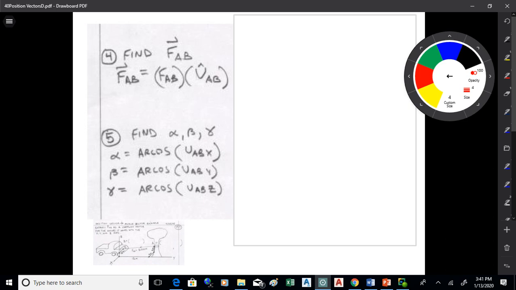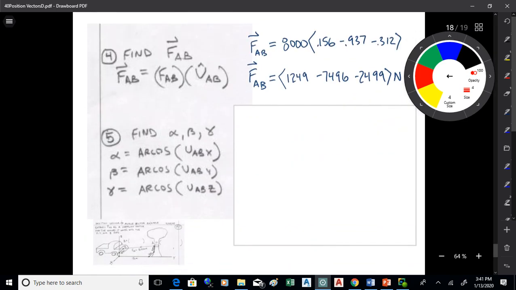I don't want the length of the cable in there. That doesn't affect the force. I want to get that out. And then once I do that and get my unit vector, then I scale it up by 8,000, okay? And that will get me the force vector. So that's the force vector that's pulling on the tree, is what that is.